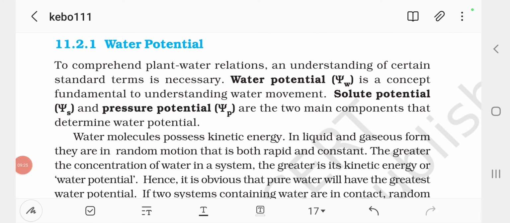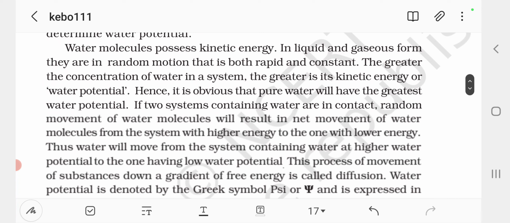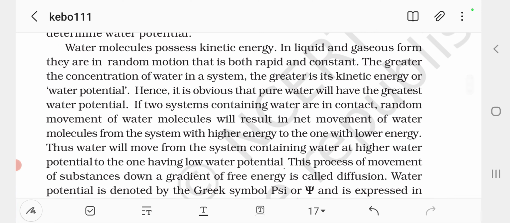11.2.1 Water potential. To comprehend plant water relations, an understanding of certain standard terms is necessary. Water potential is a concept fundamental to understanding water movement. Solute potential and pressure potential are the two main components that determine water potential. Water molecules possess kinetic energy. In liquid and gaseous form, they are in random motion that is both rapid and constant.